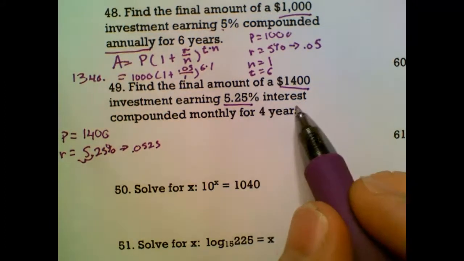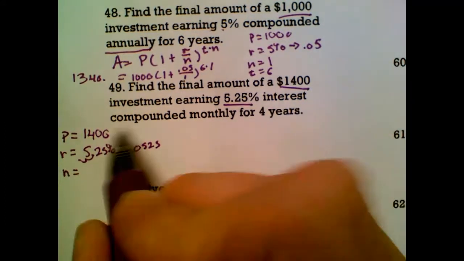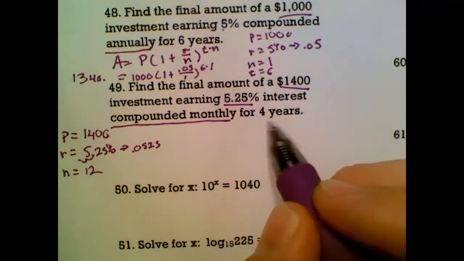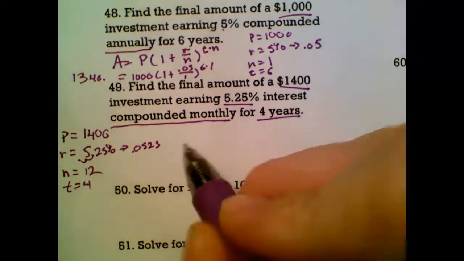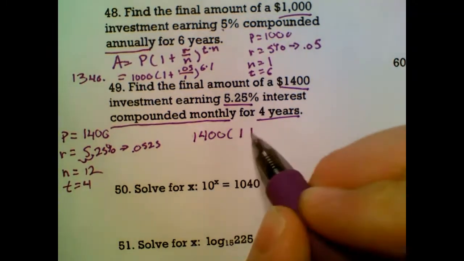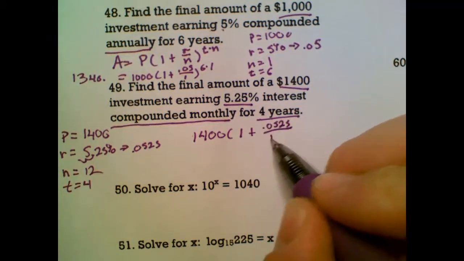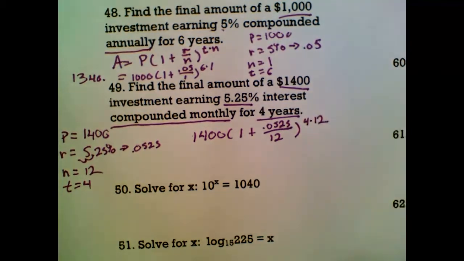We need to find our n. Well, it's compounded monthly. How many months are there in a year? 12, so n is 12. And the duration, or t, is equal to 4. So let's put that all together in our formula. We've got 1,400 times 1 plus 0.0525 all over 12, to the 4 times 12.